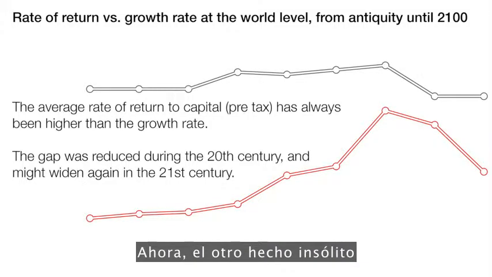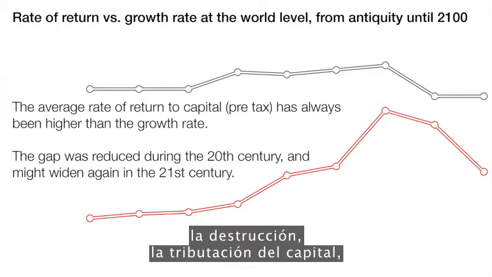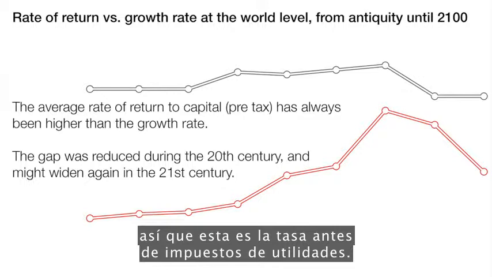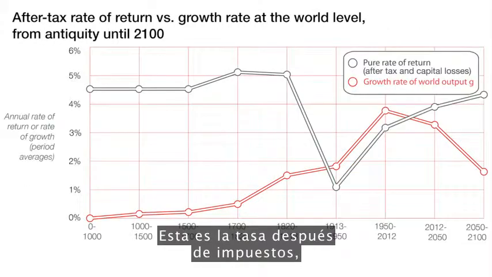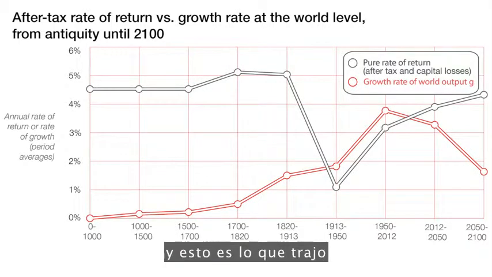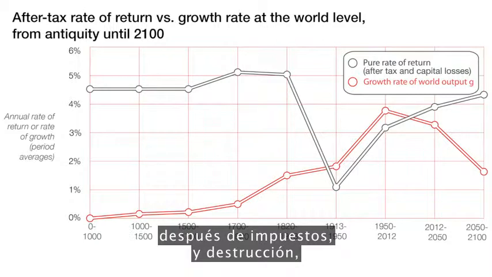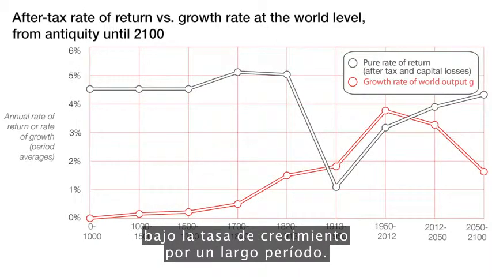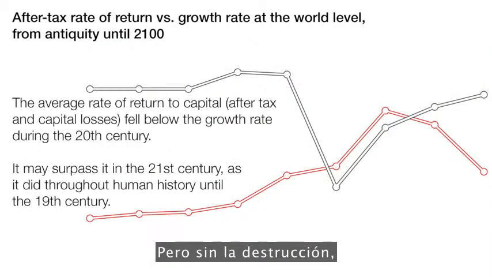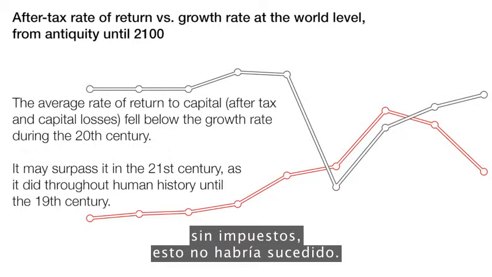Now, the other unusual event during the 20th century was, as I said, destruction, taxation of capital. So this is the pre-tax rate of return. This is the after-tax rate of return and after destruction, and this is what brought the average rate of return after tax, after destruction, below the growth rate during a long time period. But without the destruction, without the taxation, this would not have happened.